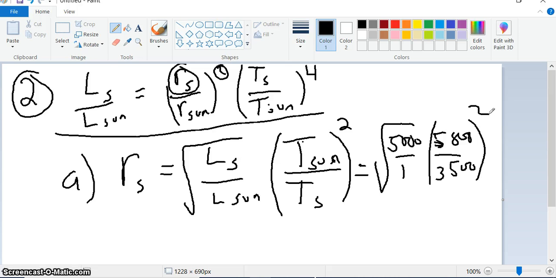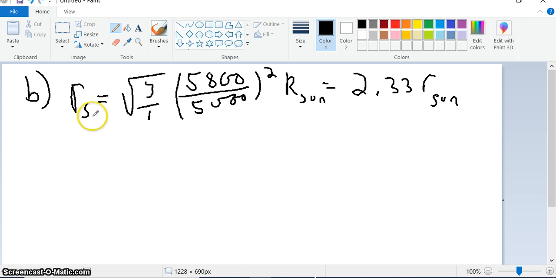When you do that, I get 194, so this tells you the size of this protostar compared to our sun. This is divided by the radius of the sun, so you bring that over, and this is times the radius of the sun. I didn't mean to use a capital R there, sorry about that. Anyhow, this protostar is 194 times the radius of the sun. All right, let's do part B.